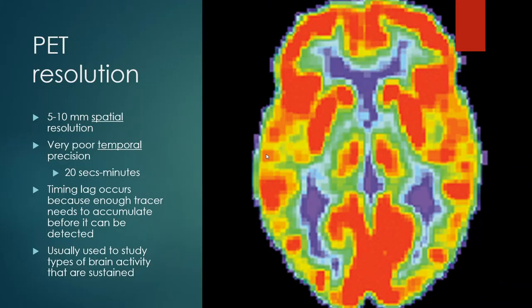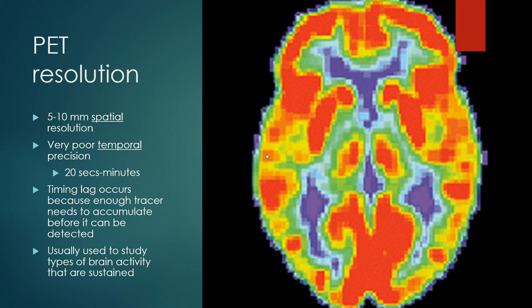So I just kind of split up the slides. There's a lot of text on that one slide and the one that I gave you. But this kind of gets into the resolution. So it's got pretty decent spatial resolution, 5 to 10 millimeters, which is way better than the electrical recording stuff that we were looking at. The temporal precision is terrible. It's 20 seconds to the order of minutes.